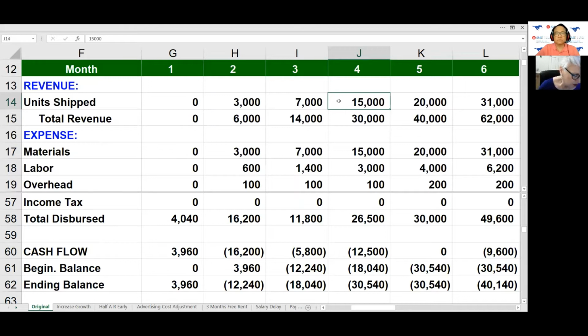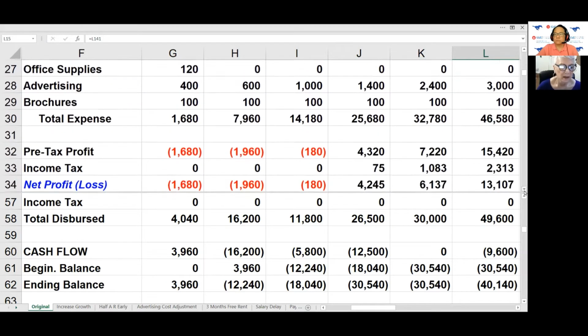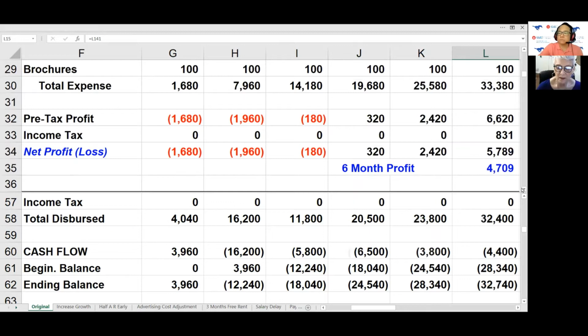Okay, so our original example had $10,000 in sales in month 4, 14,000 in month 5, and 20,000 in month 6. So if we hit calculate, that should take us right back to our original numbers. That profit looks really good. It's hard to give that up, but we just can't afford it right now.